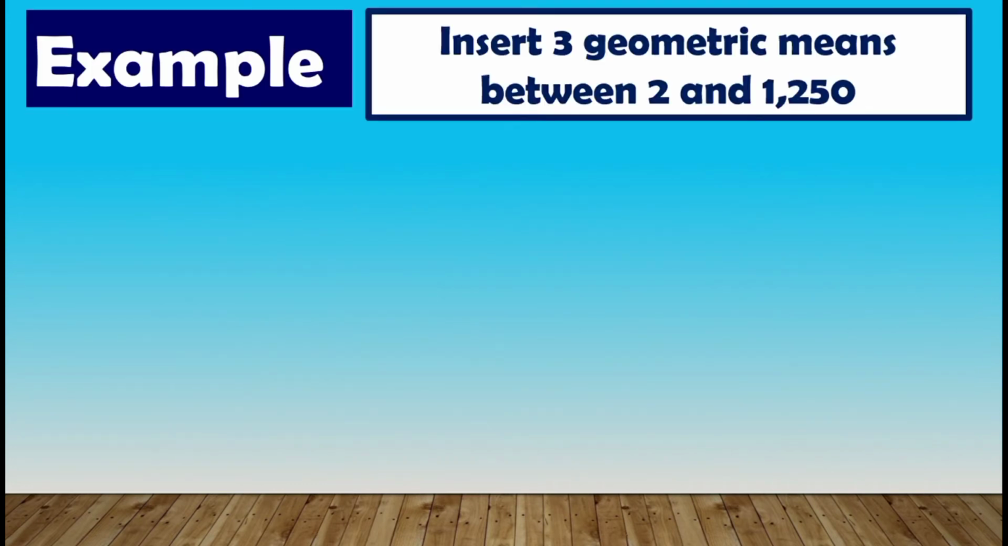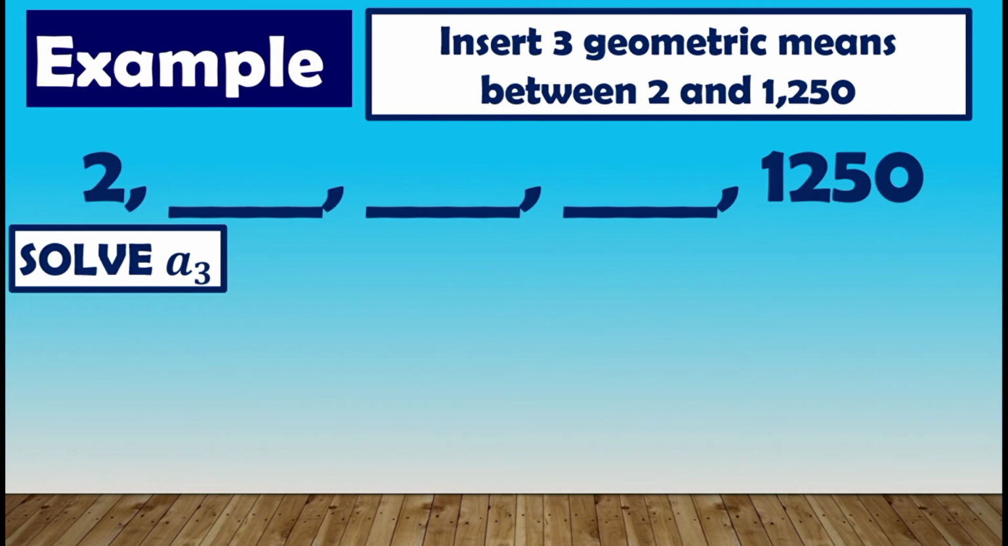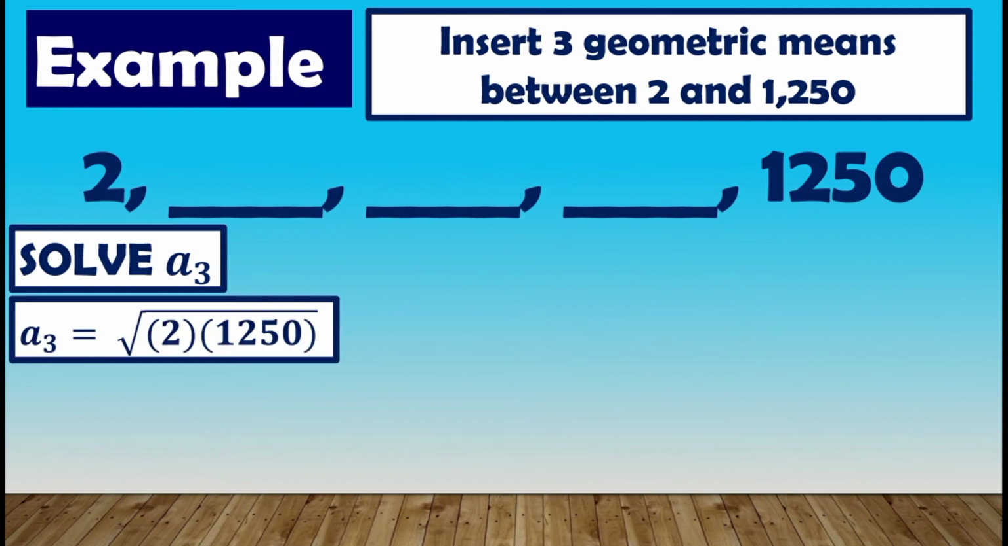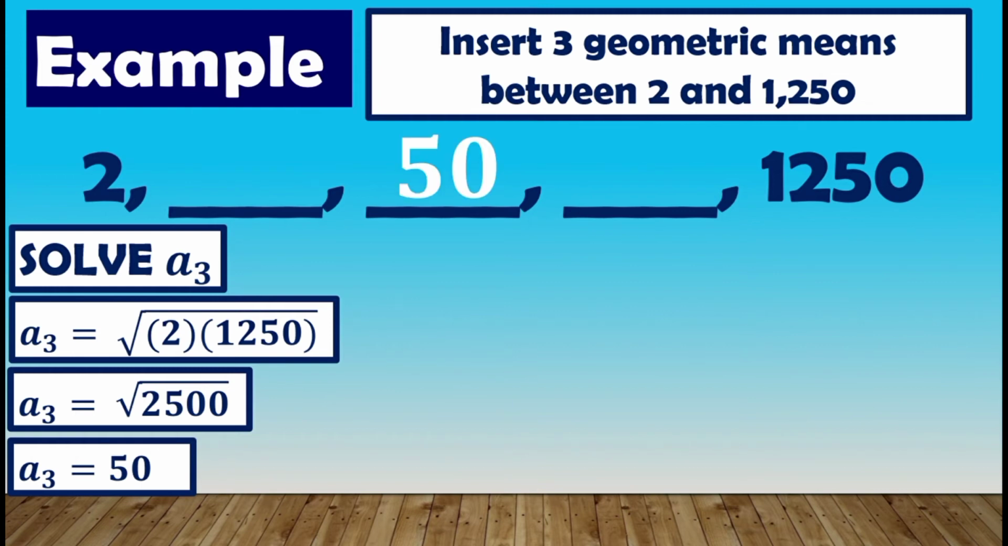Example, insert 3 geometric means between 2 and 1,250. Here, the third term in the sequence is the geometric mean of 2 and 1,250. To solve our third term, that is, third term is equal to the square root of 2 times 1,250. The product of 2 and 1,250 is 2,500, and square root of 2,500 is 50. This means the third term is 50.